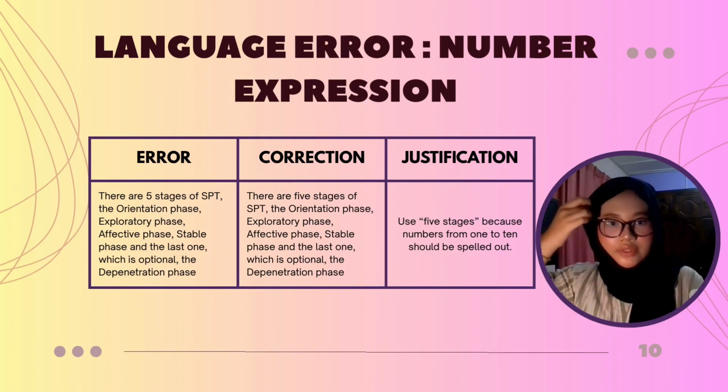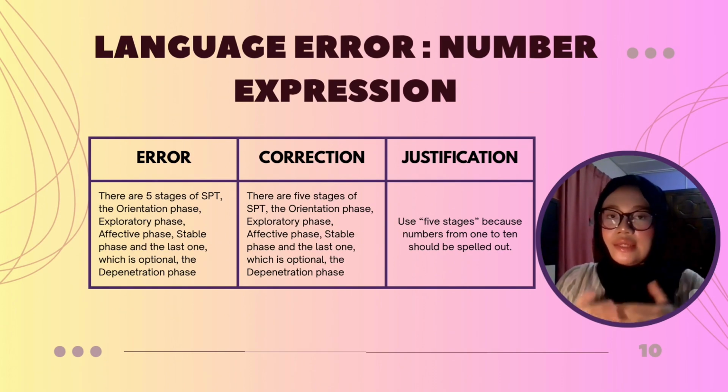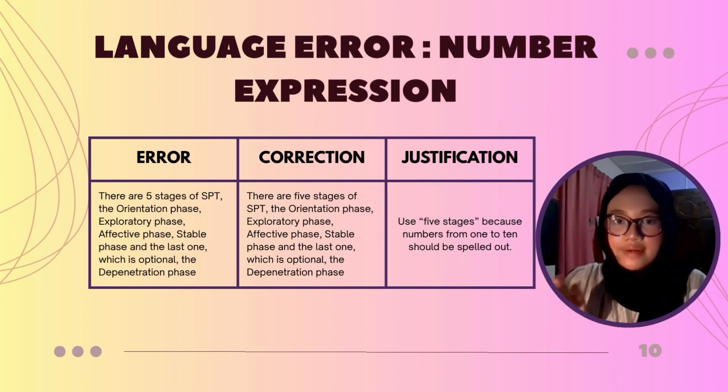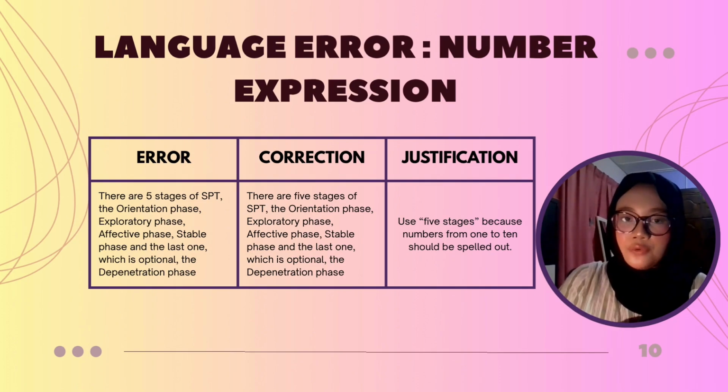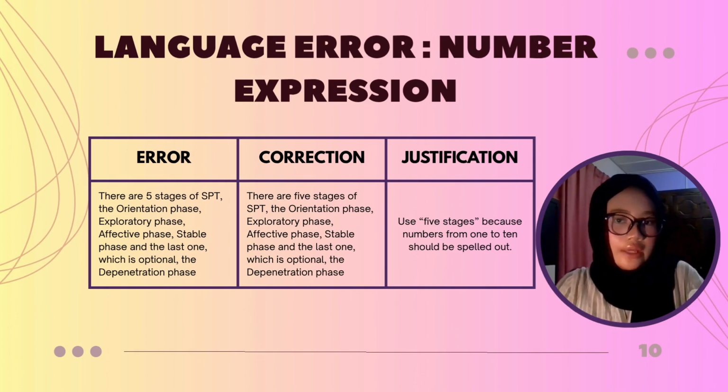Last one for language error is number expression. In this example, we can see that the original text states that there are 5 stages of SPT. I corrected the digit 5 to the fully spelled out word 5, F-I-V-E. According to number expression rule number 1, numbers from 1 to 10 should always be spelled out as words. However, an exception occurs when a sentence mixes both numbers above and below 10. In those cases, they should all be written in figures for consistency.